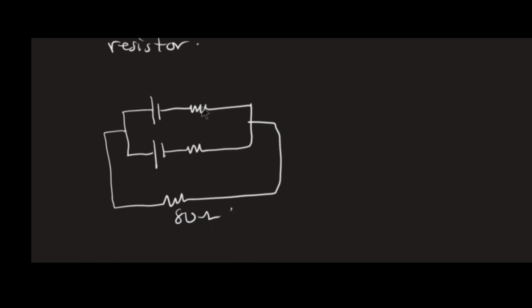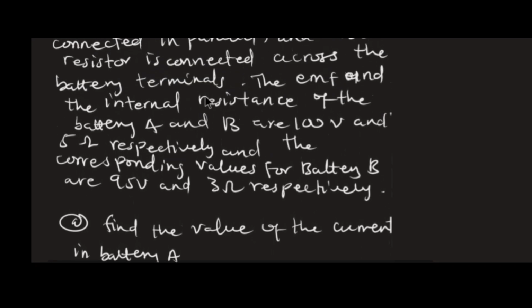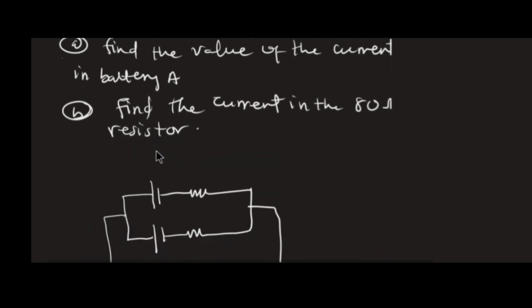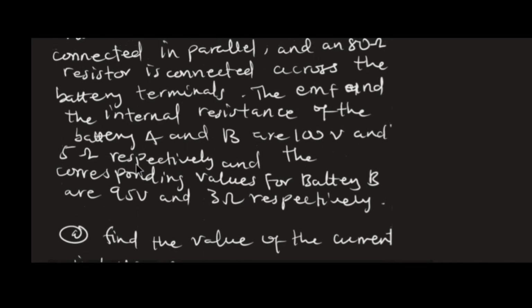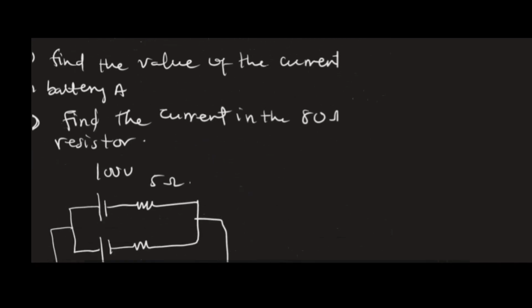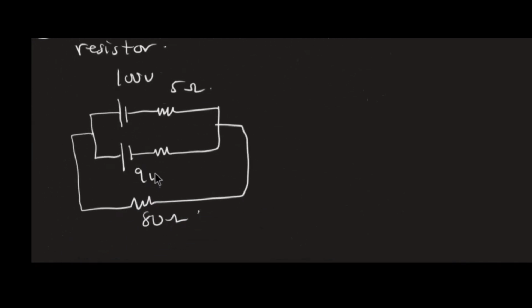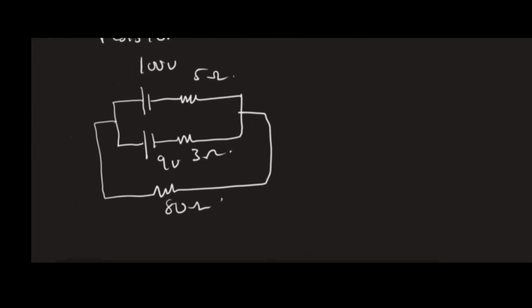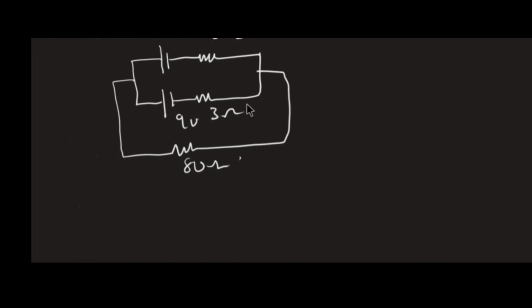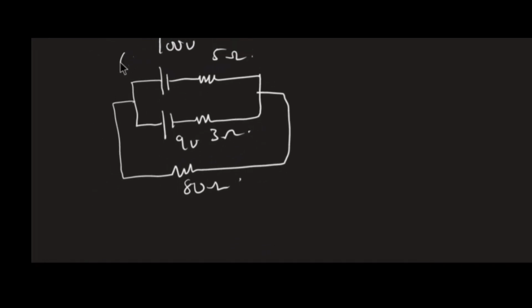My internal resistance for A is what? Battery A I have 100 volts and 5 ohm. So 100 volts, then 5 ohm. Then battery B is 95 volts, 3 ohm. So 95 volts, 3 ohm. And this is all that I have. And I want to find the current in battery A as well as the current here.